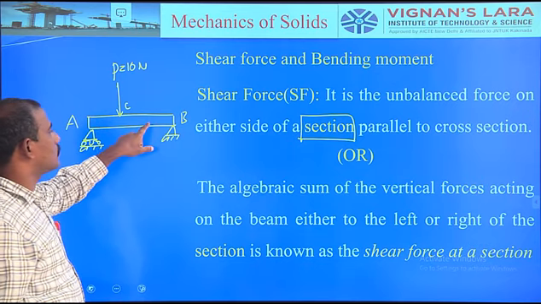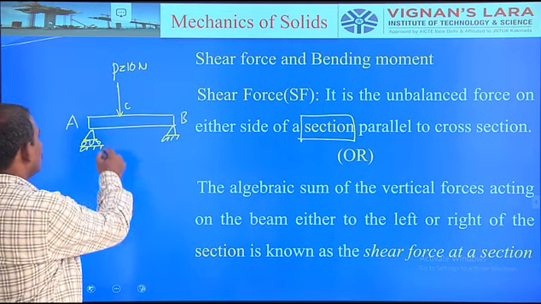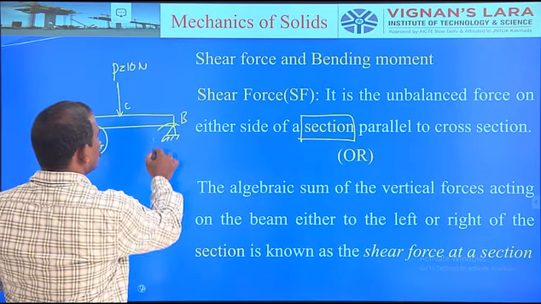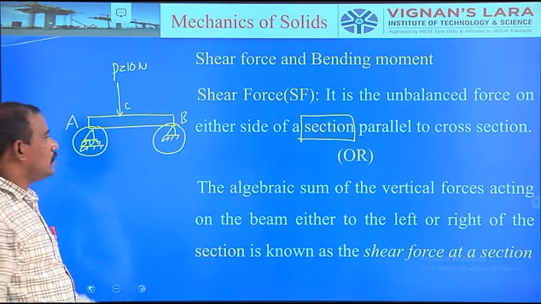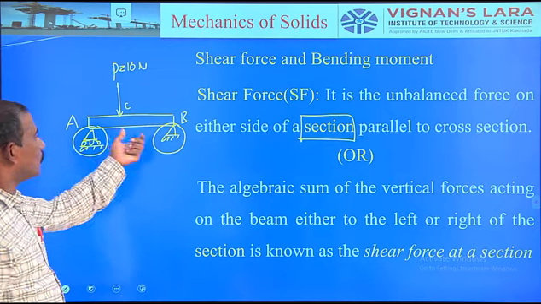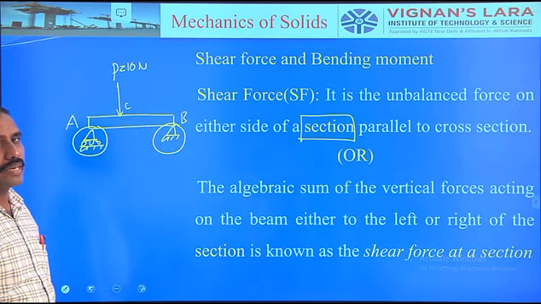Here it is, a constrained body. What are the constraints? One is the roller support at end A. The second one is the hinge support at end B. These two supports must be replaced by a force system according to the type of the supports provided.